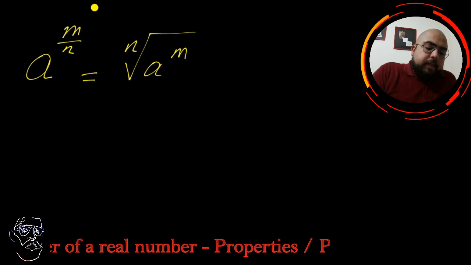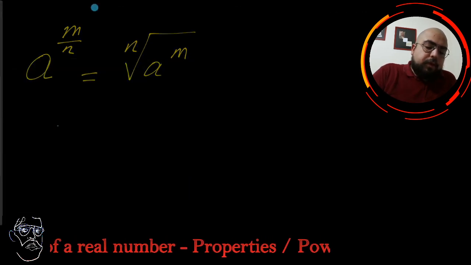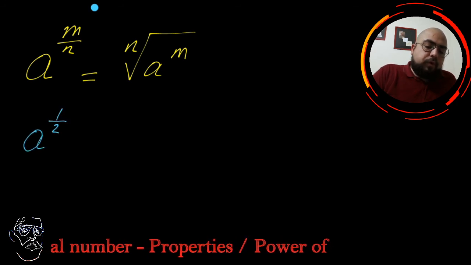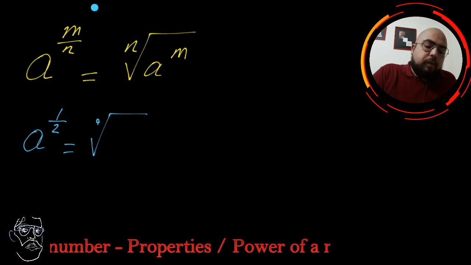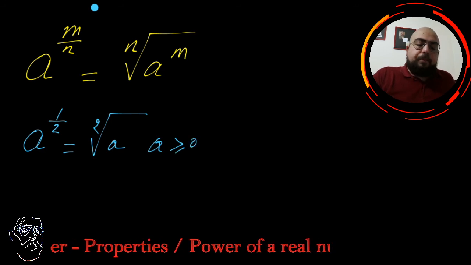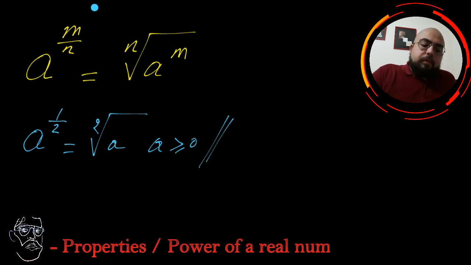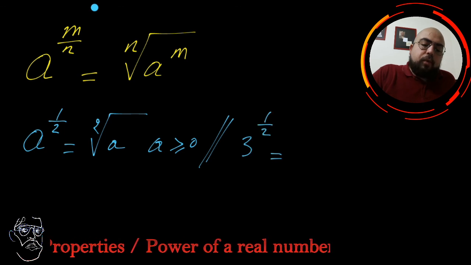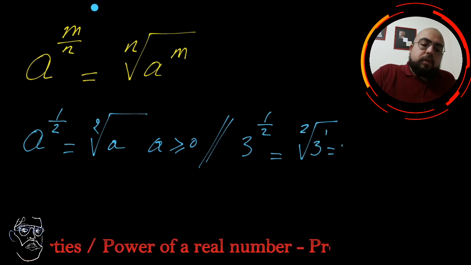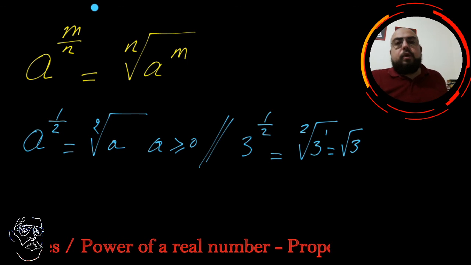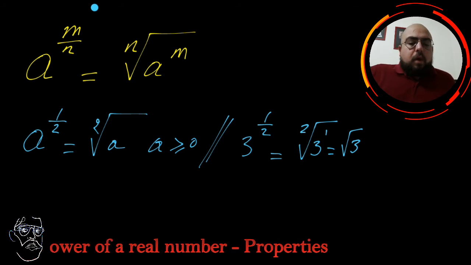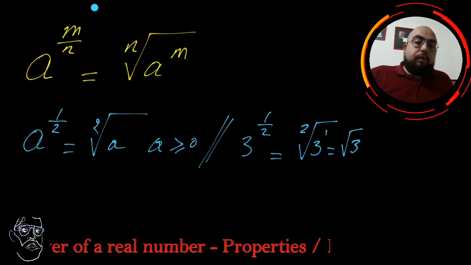So I can give you a couple of examples related to this rational exponent. Let's say you have a to the power of 1 over 2, so it's the square root of a. You should simply say that a should be positive or 0. Example, 3 to the power of 1 over 2 can be written as the square root of 3, which is radical 3. Alright, so this is related to the exponent which is rational. That's all for this video related to the power of real numbers.